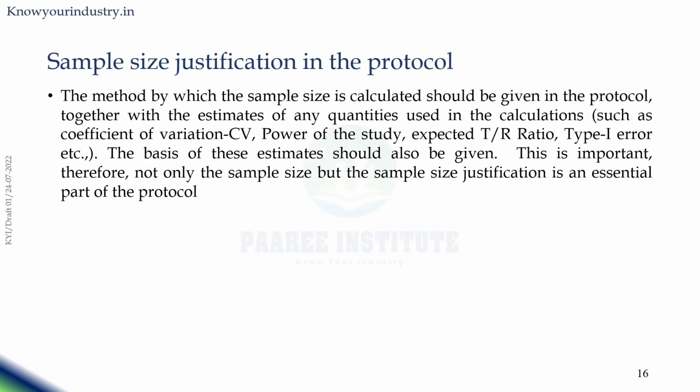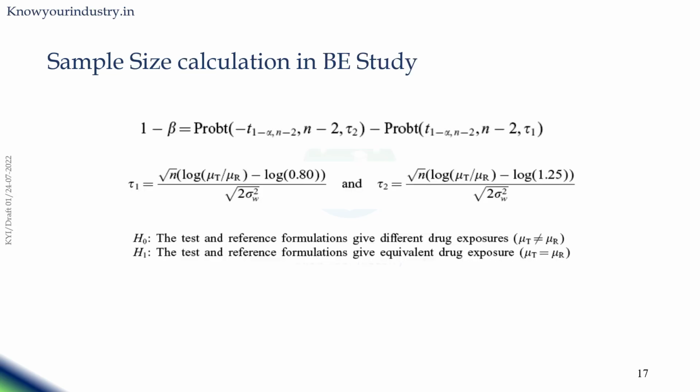Evaluating this distribution leads to statistical assurance of the BE trial. How do you present the sample size justification in the protocol? The method by which the sample size is calculated should be given in the protocol together with the estimates of any quantities used in the calculations, such as coefficient of variation, power of the study, expected T/R ratio, and type 1 error. The basis of this estimation should also be clear. This is important, therefore, not only the sample size, but the sample size justification is an essential part of the protocol. This particular slide specifically shows the formulas used for the sample size calculation of the bioequivalence study.